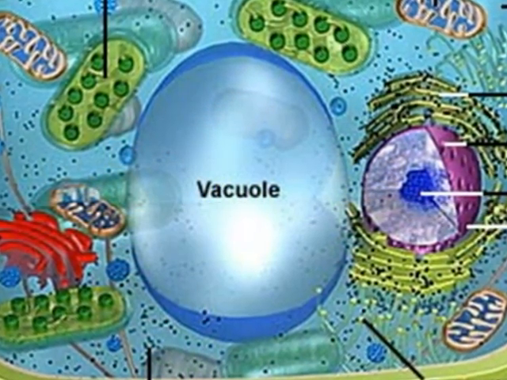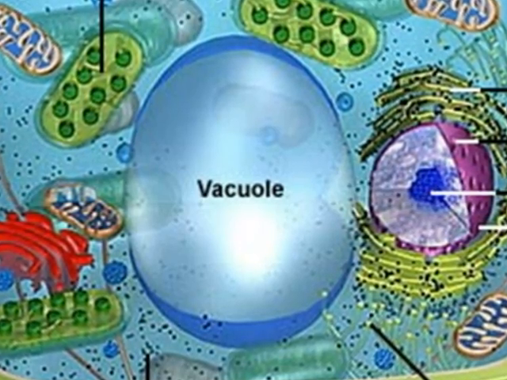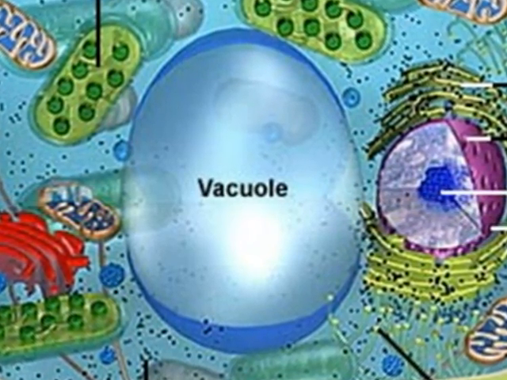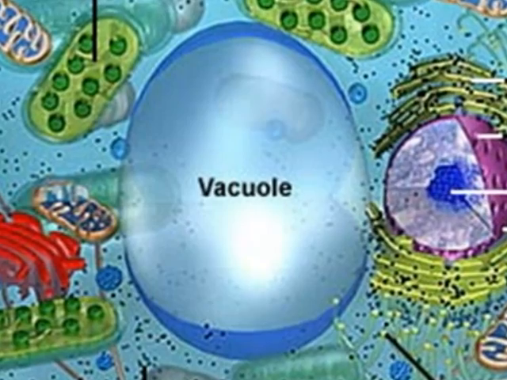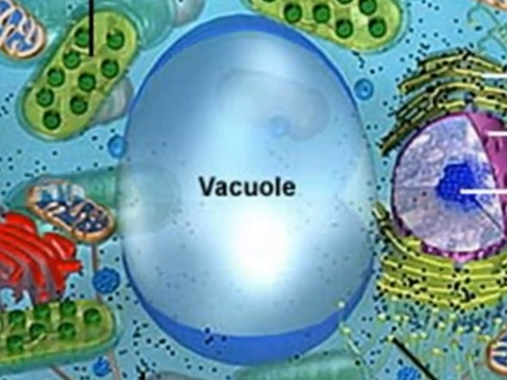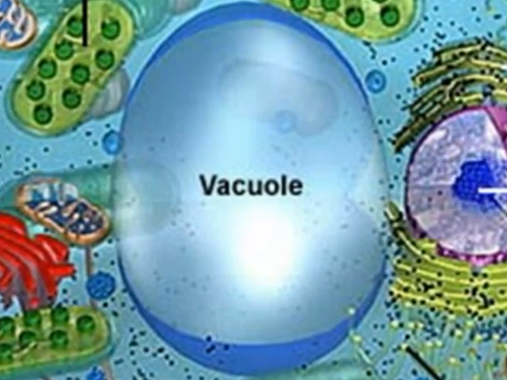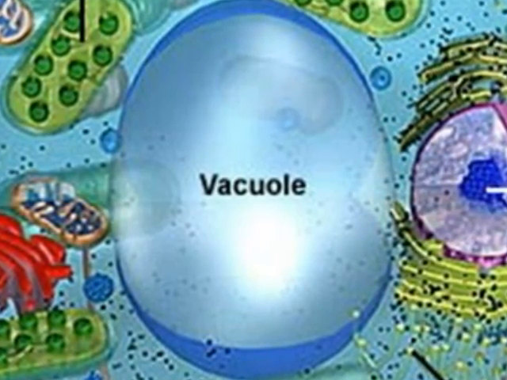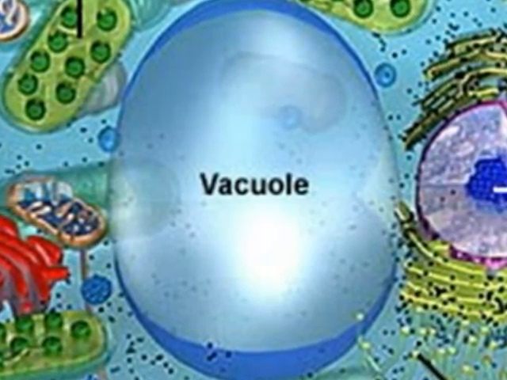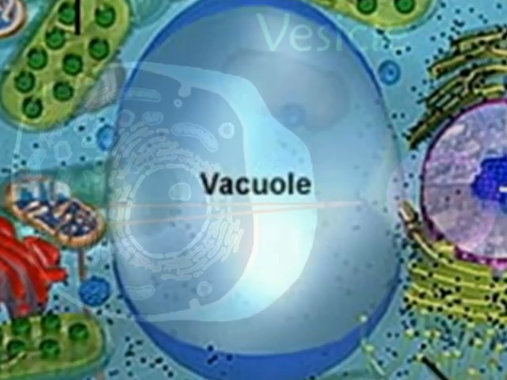Next to the Golgi apparatus is the vacuole. Vacuoles are sac-like structures that store water, salts, proteins, carbohydrates, and nutrients that the cell needs to survive. In plants, when vacuoles are low on water, the plant cell droops. But when vacuoles are full of water, the cell regains its shape.